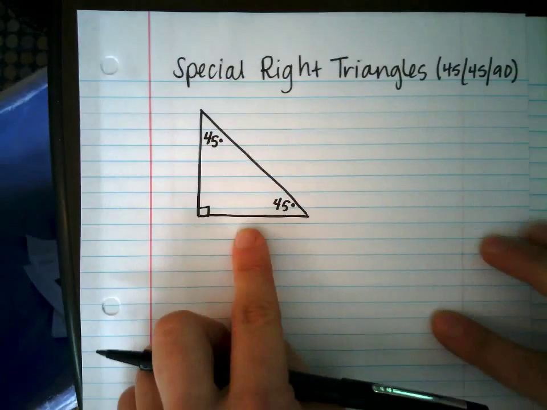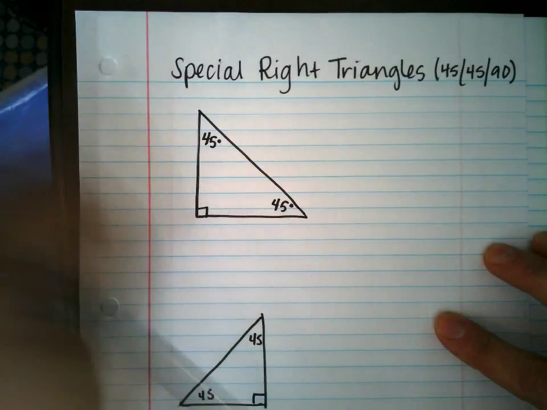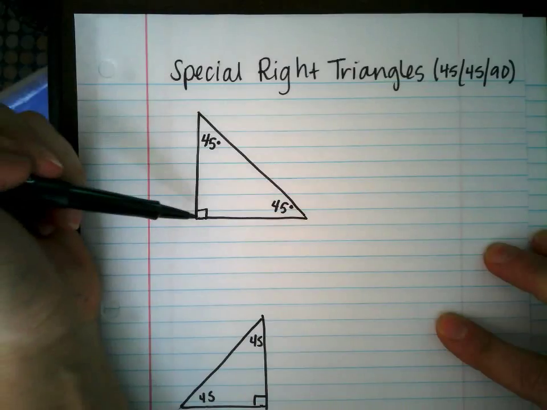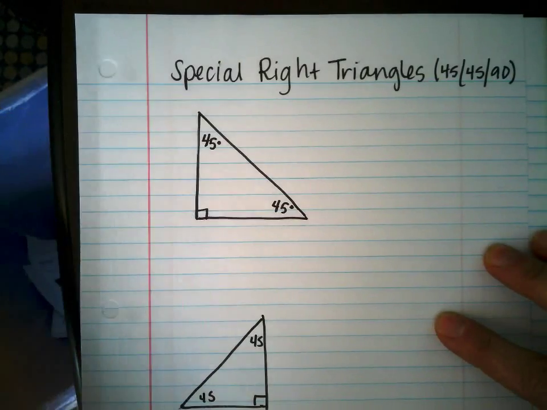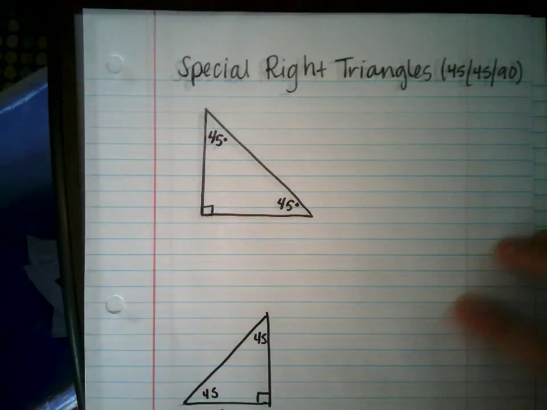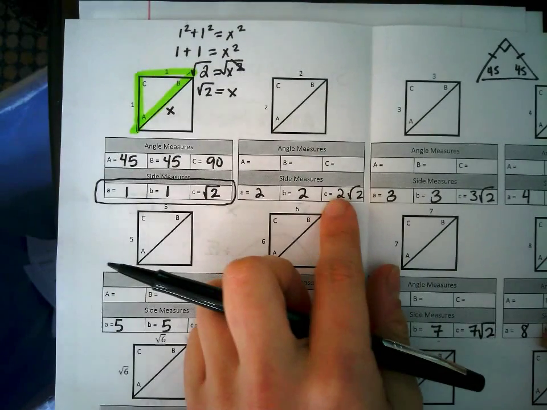Okay, now I'm going to tell you about the 45-45-90 special right triangle. And remember, it's called that, the 45-45-90 triangle, because of the size of the angles. So this is the other special right triangle you should know all about. And we worked on it in this worksheet to find the pattern.